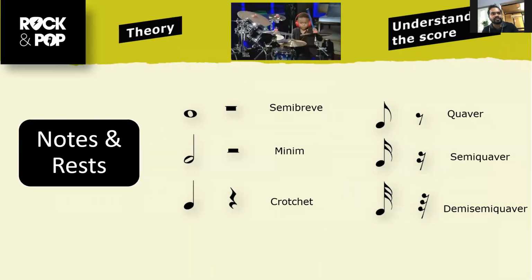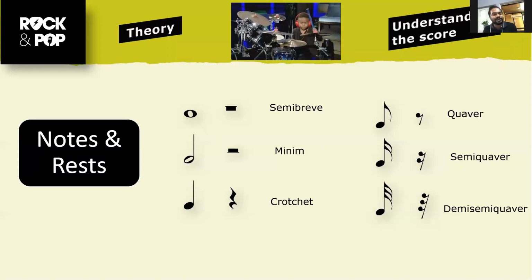The next one is notes and rests. Notes are the beats which make groove. And what is groove? Groove is your beats like tip, tap, tip, tip, tap. And rests are the silent beats in music. And you know what? Silence speaks louder than words.